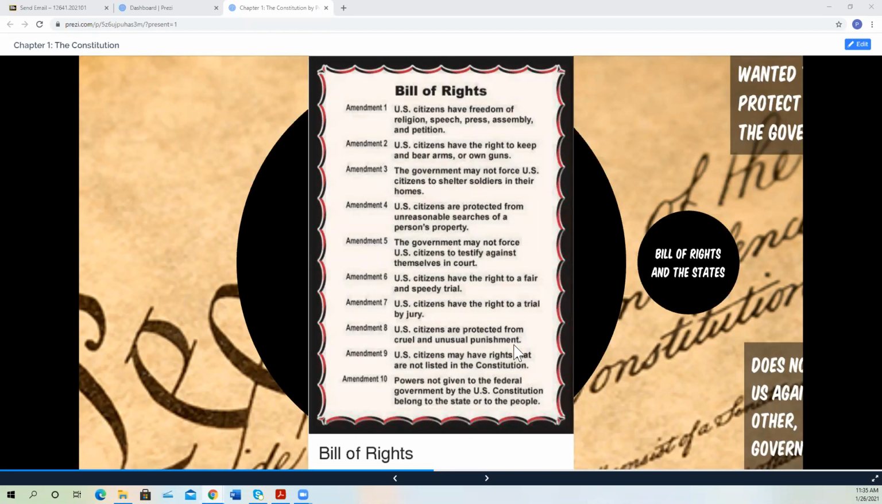So these are the Bill of Rights. And again, they protect us from the government. They do not protect us from each other. So you cannot violate somebody else's Fourth Amendment right from an unreasonable search. You may be committing a crime, but you're not violating their Fourth Amendment rights. Only the government can do that.